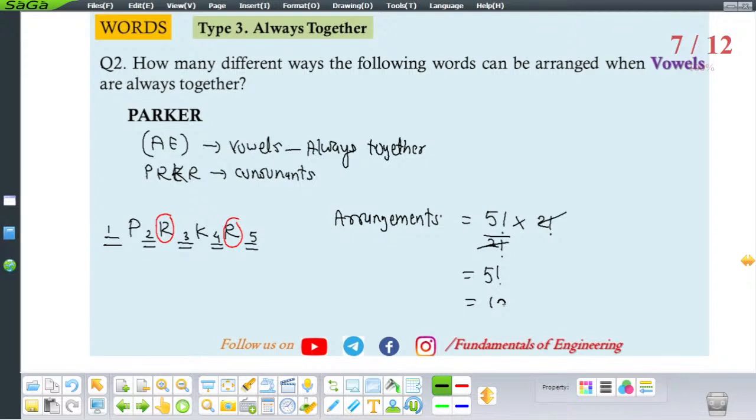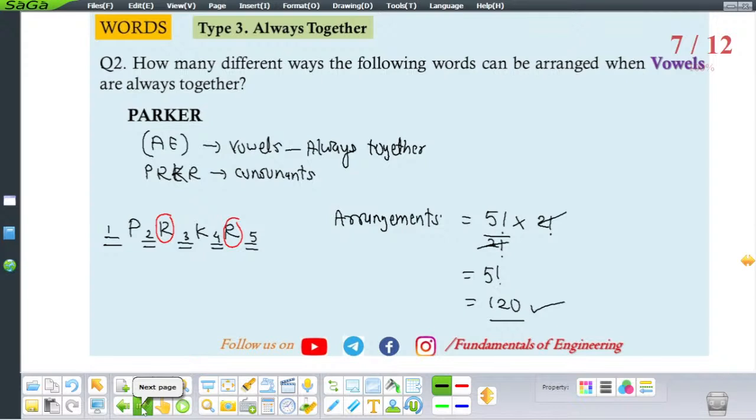So the word can be arranged in such a way that when the vowels are always together, in how many different ways? 120 different ways we can arrange. So this is regarding vowels.